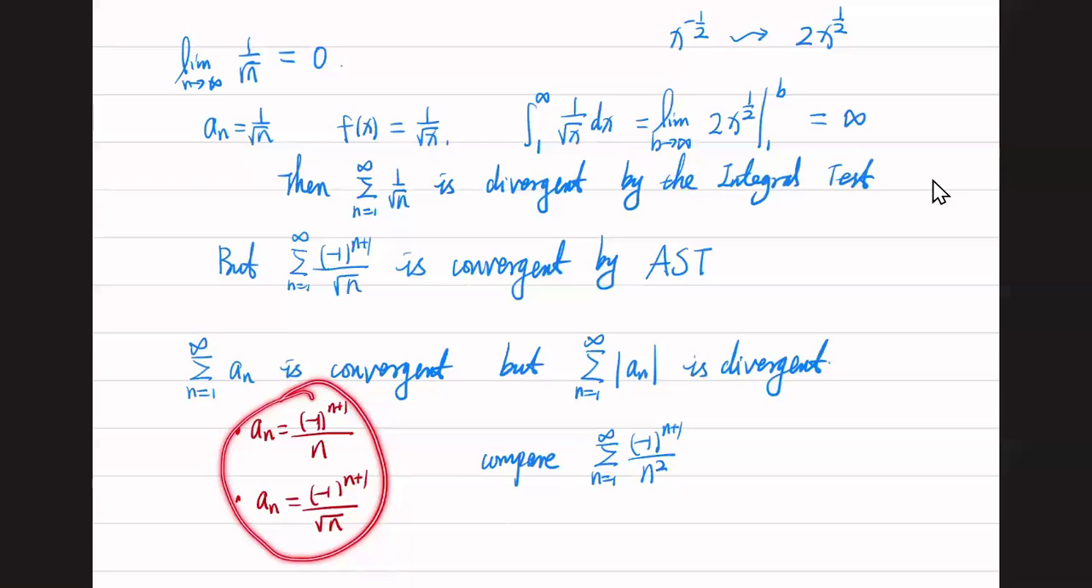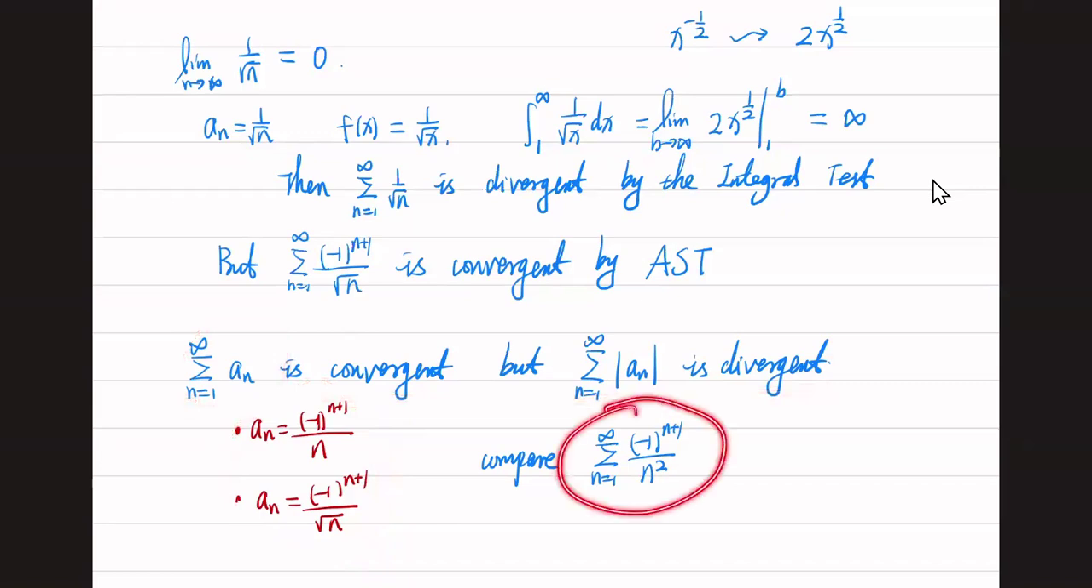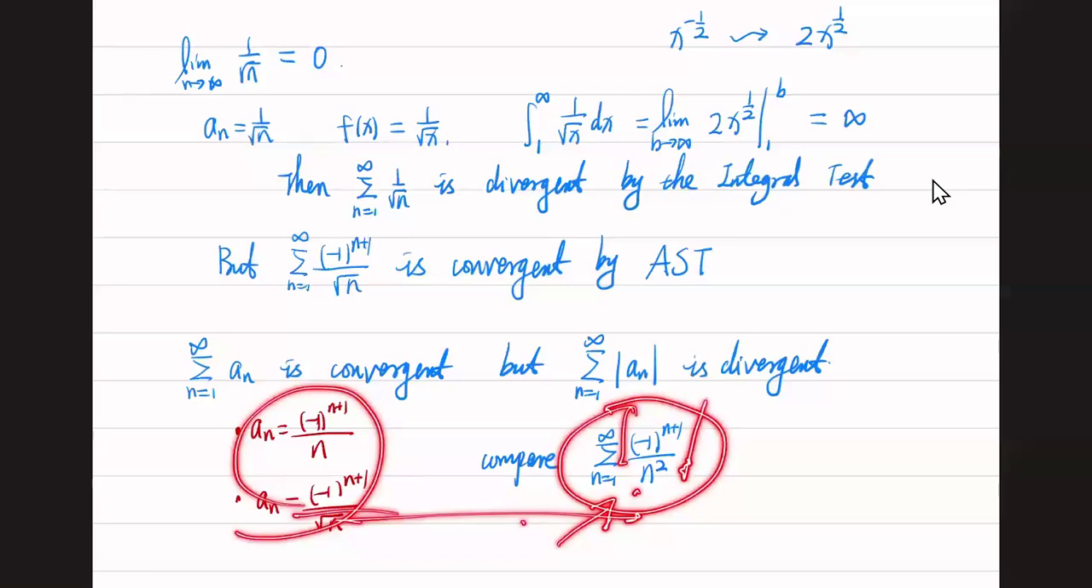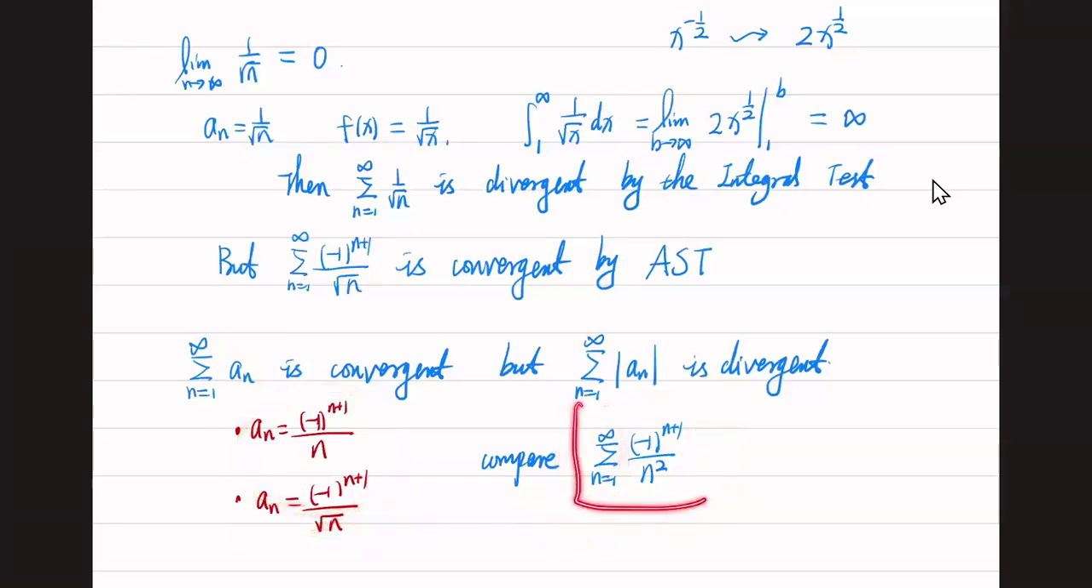For these two, the series itself is convergent. But if you take absolute value, it's divergent by the integral test. But this one is convergent. With the absolute value, convergent again. So both of them are convergent. Maybe all three of them are convergent. However, this one is stronger in the sense that if we take absolute value, it's still convergent.